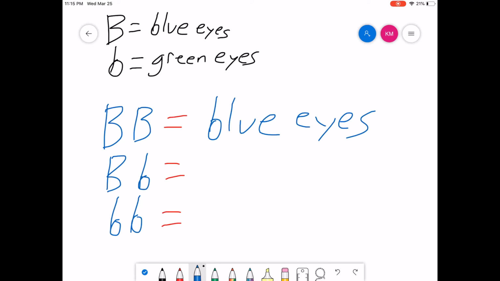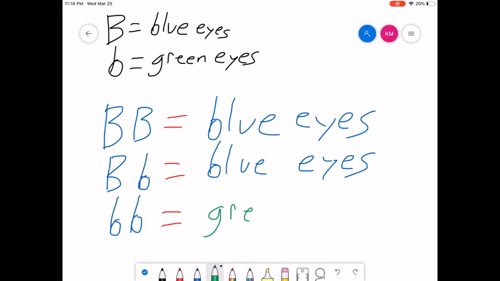Here in this middle example, we have a heterozygous individual. We have one dominant allele, and we only need one for that to be expressed. So this individual will also have blue eyes. In the third example, we have the homozygous recessive individual with two small b's. This is the only individual that is going to result with green eyes.